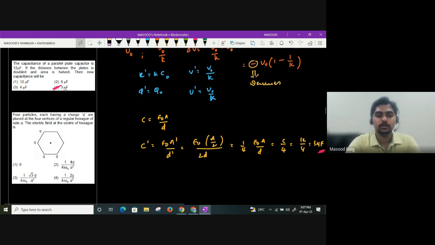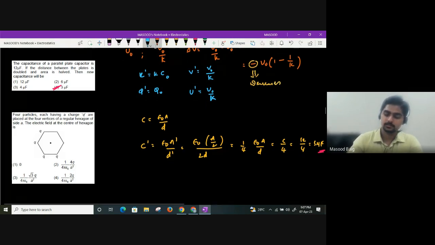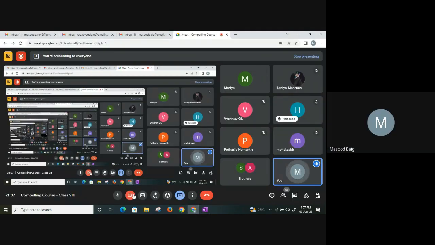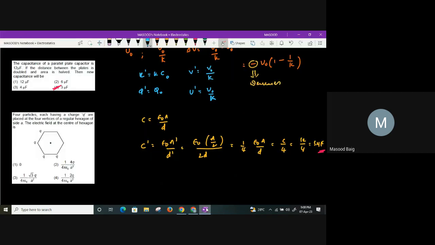Now I have already told you this question. See, 4 particles, each having a charge Q, are placed at 4 vertices only. Where are they placed? At 4 vertices. If they are placed at all 6 vertices, what would be the field at the center? 0. But is it placed at all 6 vertices, guys? No, it is not placed at all 6 vertices.